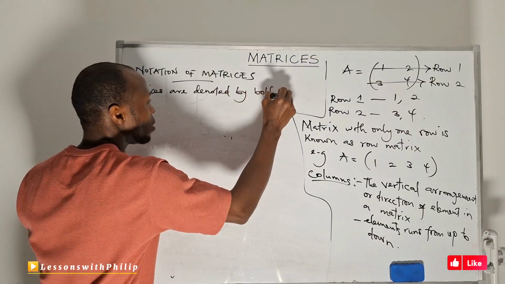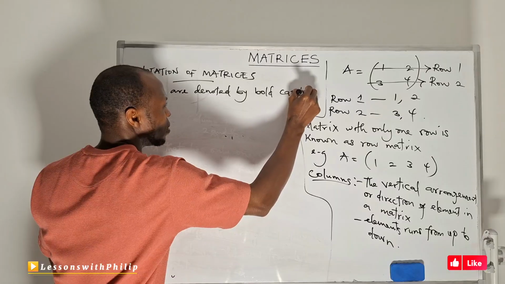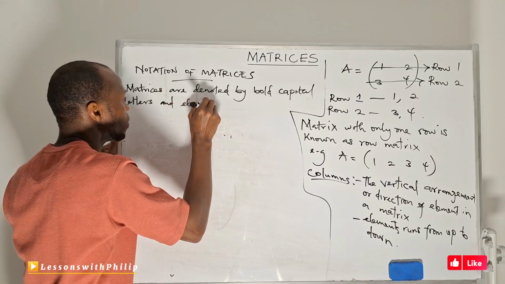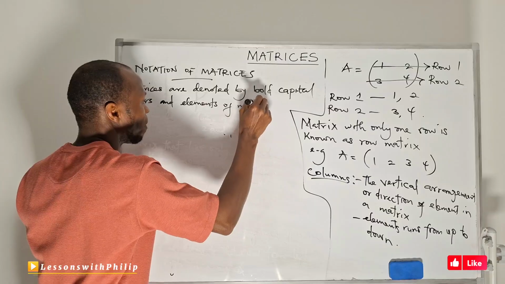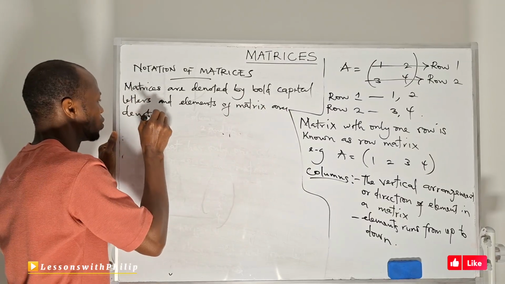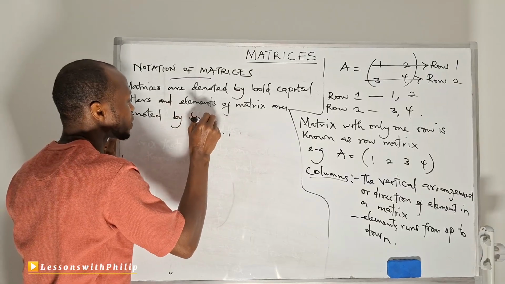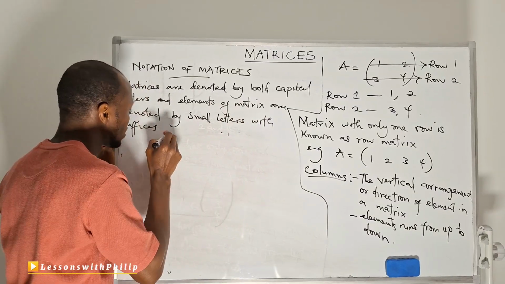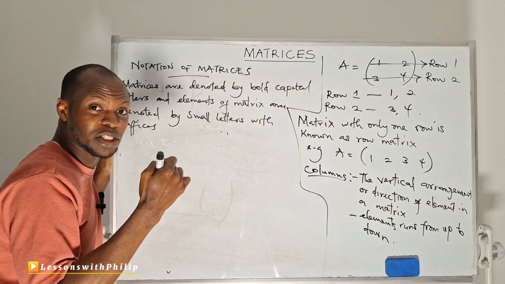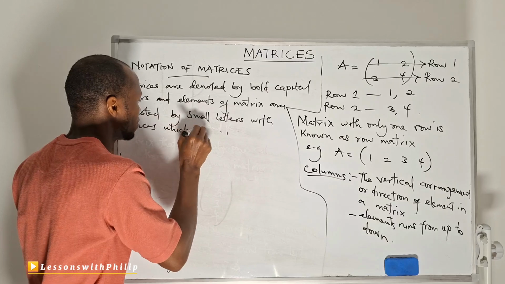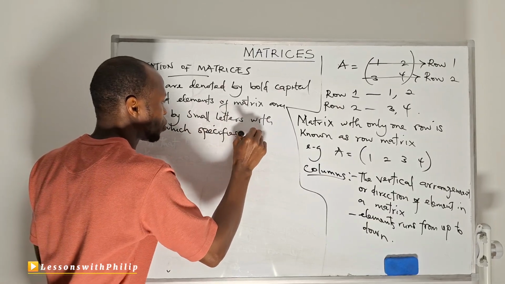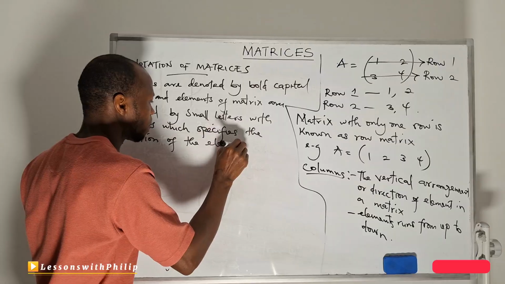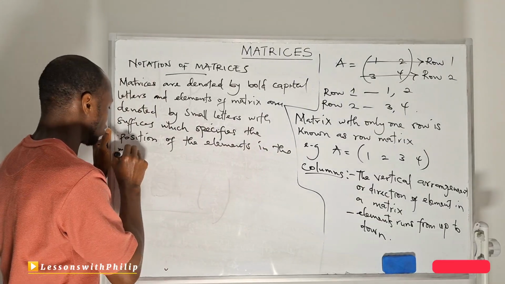by bold capital letters, and elements of a matrix are denoted by small letters with suffixes, and these suffixes specify the position of the element in the matrix. I will explain that, don't worry.